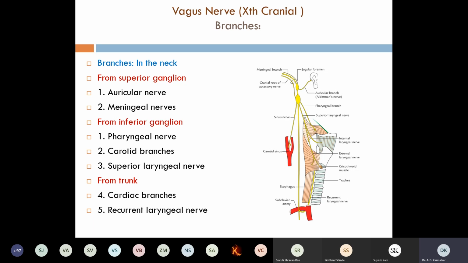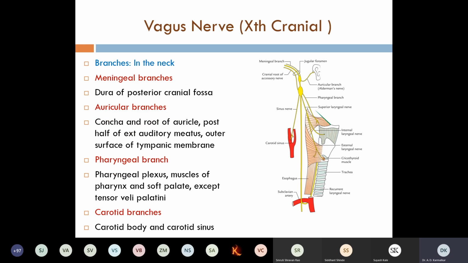Okay, that's the right-hand side. So these are the branches which are given in the neck. Now a little bit we'll see the course of these and which part they supply. Meningeal branches are going to supply the dura mater of the posterior cranial fossa.